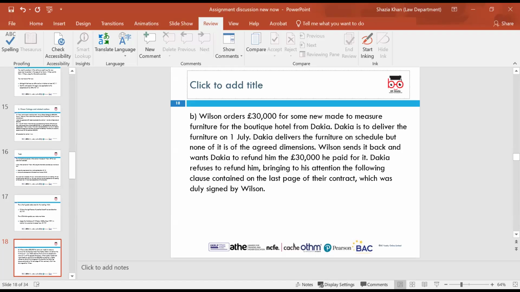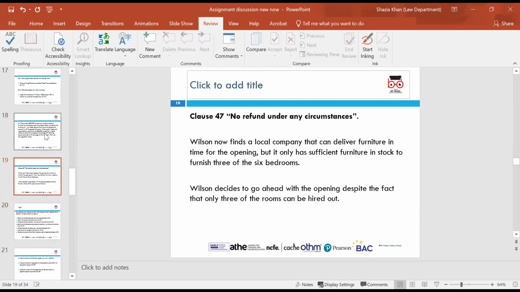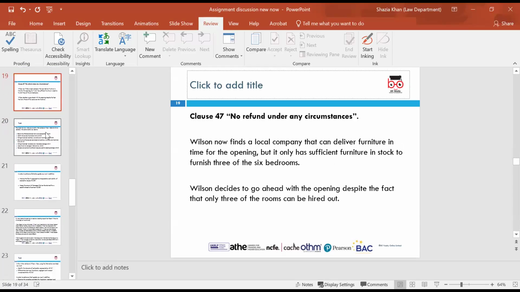Dakia refuses to refund him, bringing to his attention the following clause contained on the last page of their contract, which was duly signed by Wilson. So, clause 47, no refund under any circumstances.